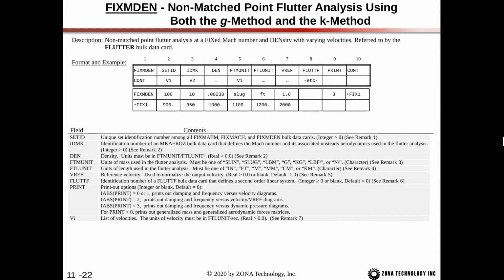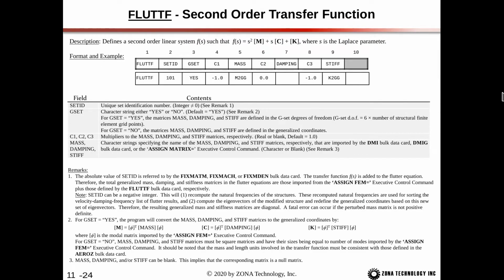Next is fix MDen, which is the non-match point Flutter analysis using both the G method and the K method. Here we have a fixed Mach number and a fixed density. So if you have a fixed density in your analysis, this card is more convenient to use than the other one where you have to specify both velocity and density. Here the density is in the first row, so that's a fixed density. And then our open-ended input, we just have the list of velocities. And once again, the dynamic pressures must be increasing.